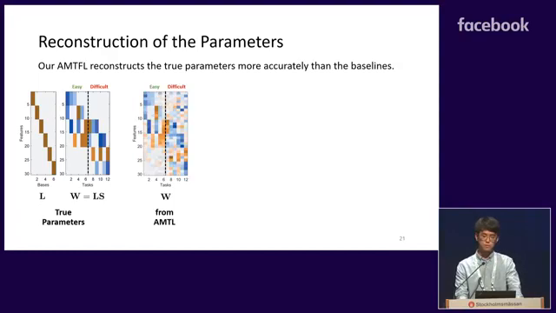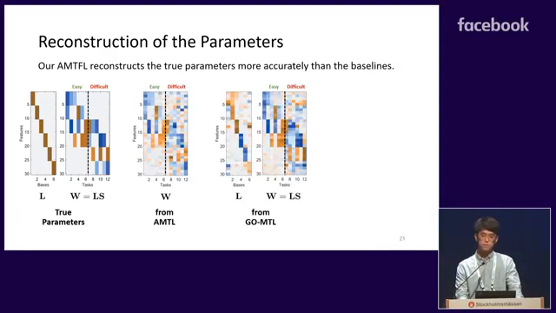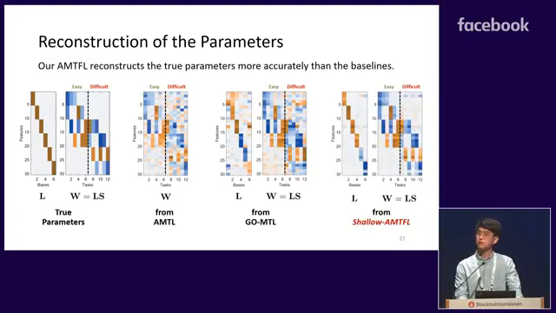This figure shows reconstructed parameters from AMTL, and these are reconstructed parameters from GoMTL. And we see that GoMTL is a little bit better because this dataset has been generated from a common basis. And finally, these are reconstructed parameters from ours, and we see that they are the most accurate.